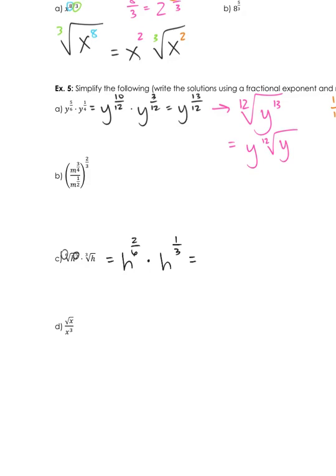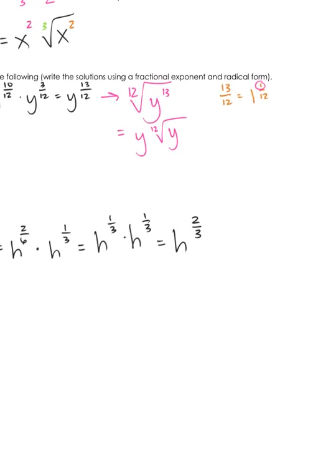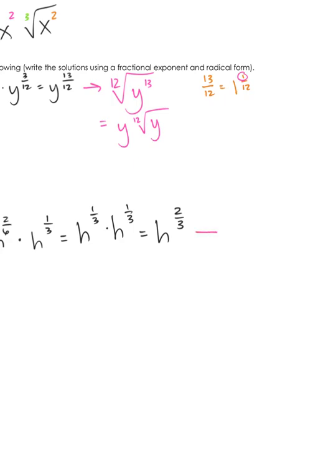Now I'm trying to multiply these, so they need to have common denominator so I can add the fractions. So 2 over 6 luckily reduces, so I'm going to go ahead and reduce that to 1 over 3. And since they have the same base, I'm just going to add them. 1/3 plus 1/3 is 2/3. And then this one's nice and easy to go to radical form. I'm going to do my radical, my base, my numerator goes inside, my denominator goes outside.